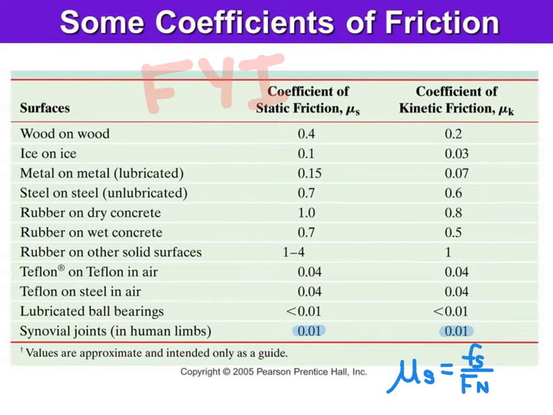If you have rubber on wet concrete, that's your car tires. Good rubber on wet concrete, a fair amount of friction, but rubber on dry concrete, even more friction. So you can see the idea is why dry surfaces are better than wet surfaces, how much friction you're going to be able to get. Again, FYI, not necessarily on the test, for your information.